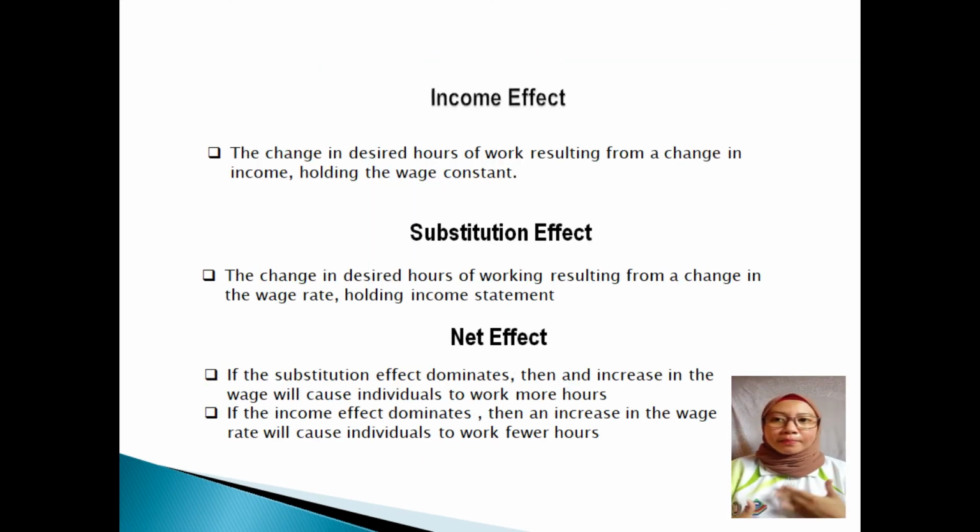So, the income effect is the change in desired hours of work resulting from a change in income, holding the wage constant. For the substitution effect, it is the change in desired hours of work resulting from a change in the wage rate, holding income constant. So the net effect: if the substitution effect dominates, then an increase in the wage will cause individuals to work more hours. If the income effect dominates, then an increase in the wage rate will cause individuals to work fewer hours.